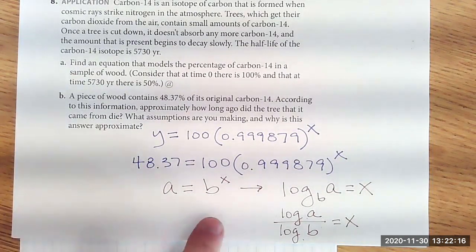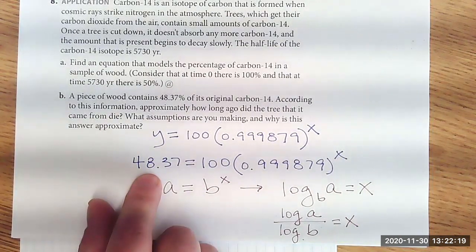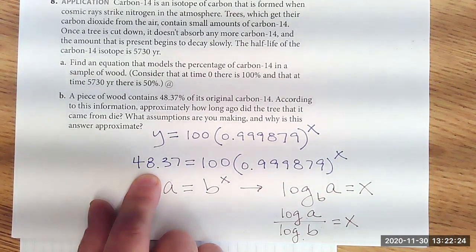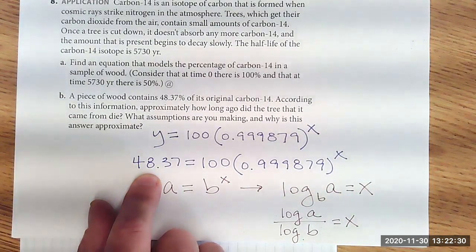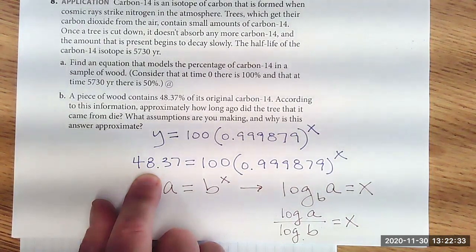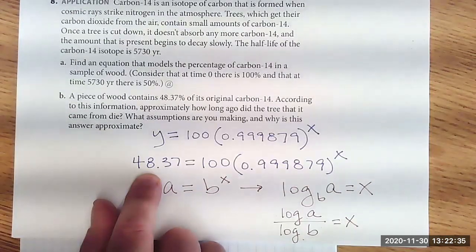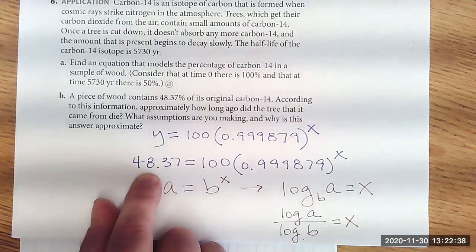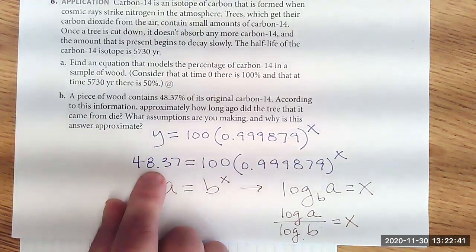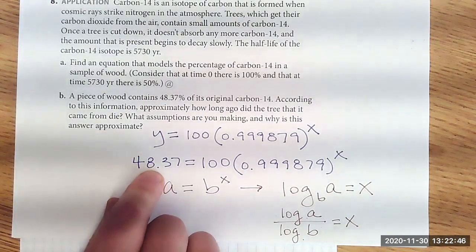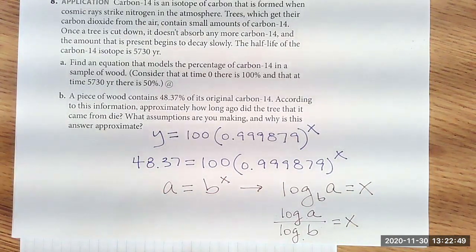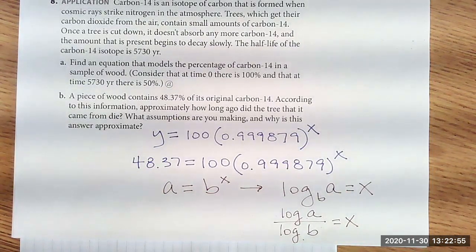Now, if you're using estimation, you'll note hopefully that 48.37% is very close to 50. It's less and it's decaying. So if carbon-14 has a half-life of 5,730 years, this is less than 50%, so it's going to be a little bit more than 5,730, and you should come up with approximately 6,002 years old, 6,002.